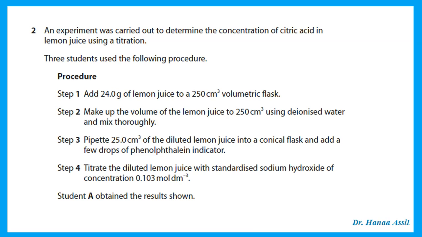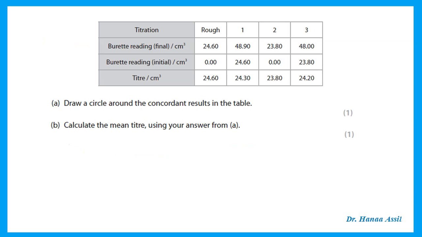Add a few drops of phenolphthalein indicator. Titrate the diluted lemon juice with standardized sodium hydroxide of this concentration. Student A obtained the results shown. So these are the results of the rough titration plus 3 other repeat titrations. Draw a circle around the concordant results.